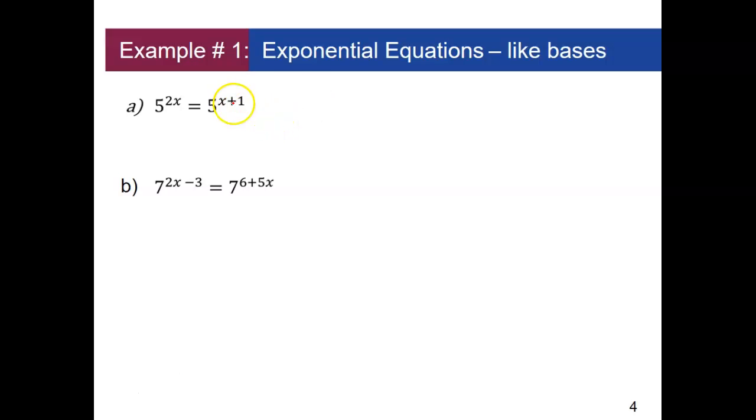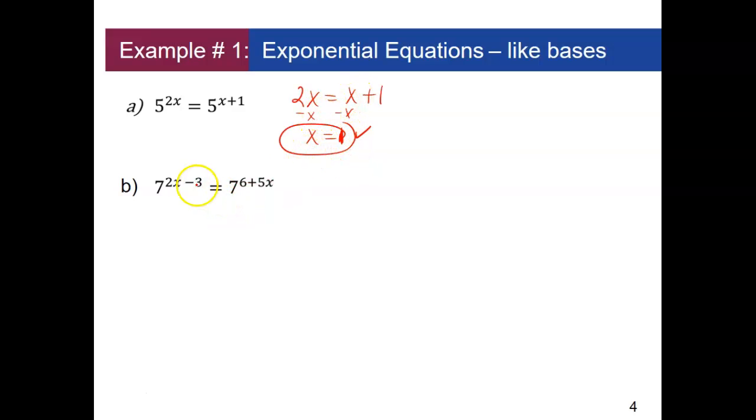Okay, so I have a couple here I'm going to start with. The first technique that we're going to look at with solving exponential equations is when they have like bases. So this doesn't happen all that often, but if you happen to have a case where you have like bases, then what we can do is just work with the exponents. So I'm going to have 2x equals x plus 1, and I'll just solve this little linear equation here. Subtract x from both sides. So I'm going to have x equals 1 as my answer. So pretty simple there, x equals 1.